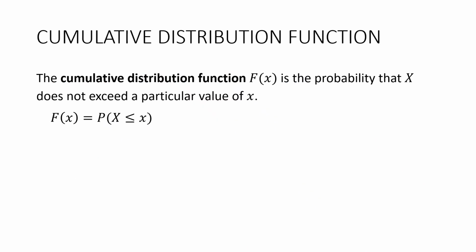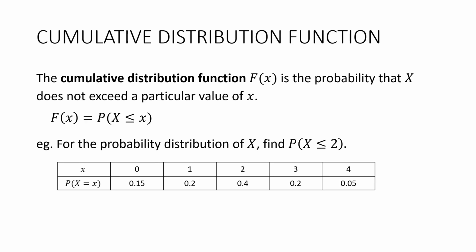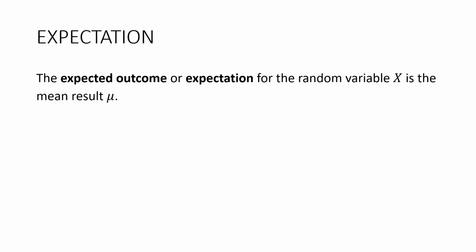Let's move on. The cumulative distribution function, capital F of x, is the probability that X does not exceed a particular value of little x. So capital F of x is equal to the probability that X is less than or equal to this value. Here's an example. For the probability distribution of X, find the probability that X is less than or equal to 2. So we're going to go 0.15 plus 0.2 plus 0.4, which is equal to 0.75.